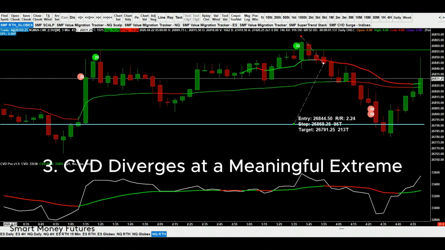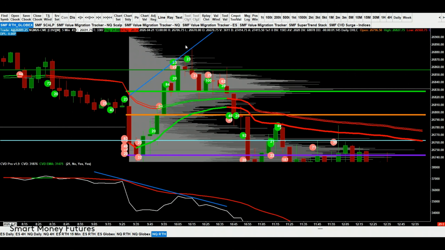Number 3, CVD diverges at a meaningful extreme. The third behavior is divergence. A bullish divergence happens when price makes a lower low, but CVD does not make a lower low. A bearish divergence happens when price makes a higher high, but CVD does not make a higher high. Many traders treat divergence as an automatic reversal signal. That is very dangerous.